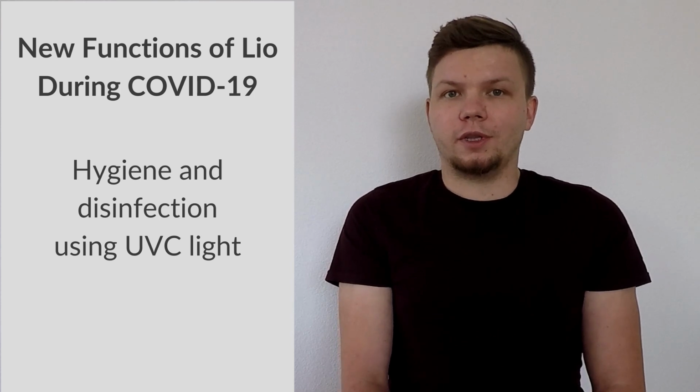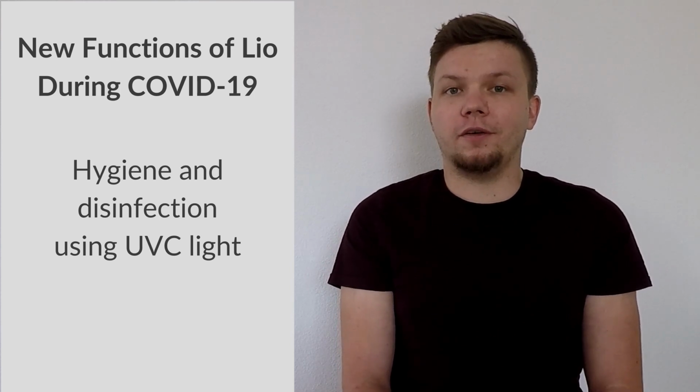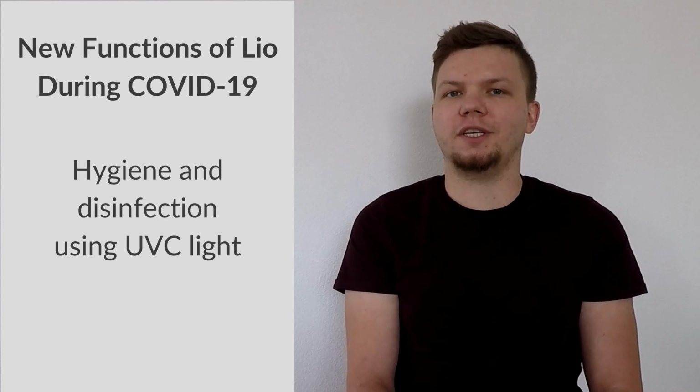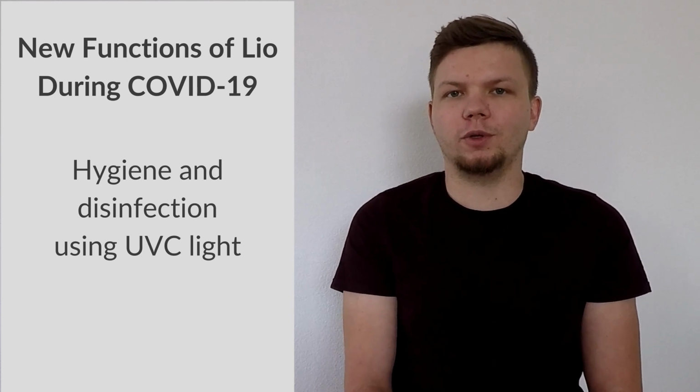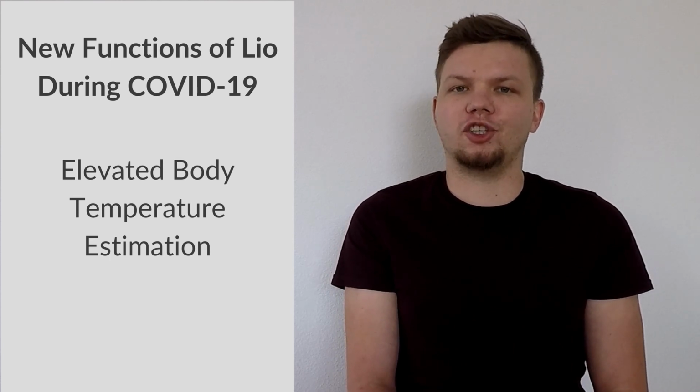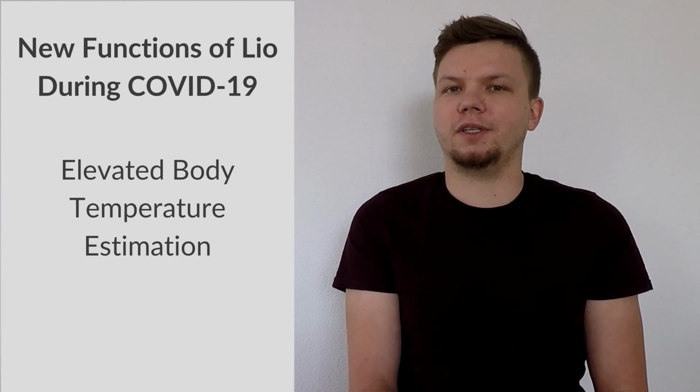And also during the disinfection process, Leo gives warning signs to indicate that disinfection is in progress and warn people to keep a safe distance from the robot so they don't get any unnecessary exposure to the UVC light. Another important aspect in fighting the COVID-19 crisis is early detection of possibly infected people.